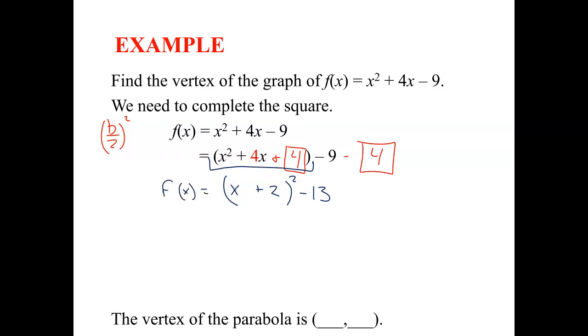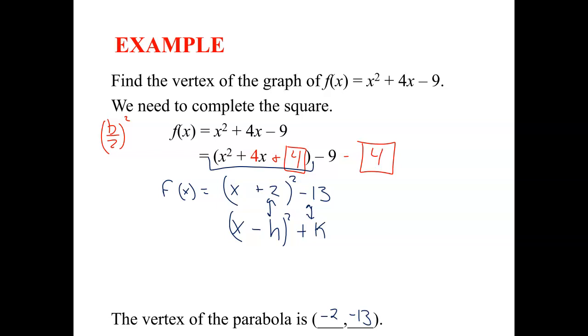what is my vertex? It's 2. Positive, not positive 13, still -13. We only change the x value. Remember, our formula is x minus h squared plus k. Oh, okay. So this one gets a sign change, but this one doesn't. So it remains plus 13. Yes.